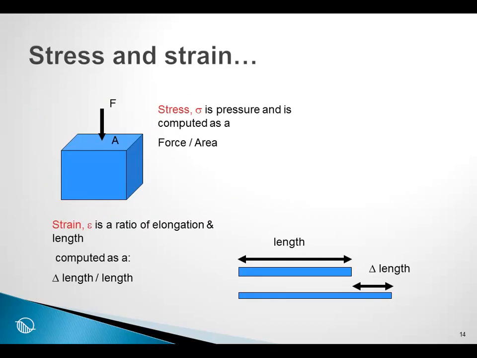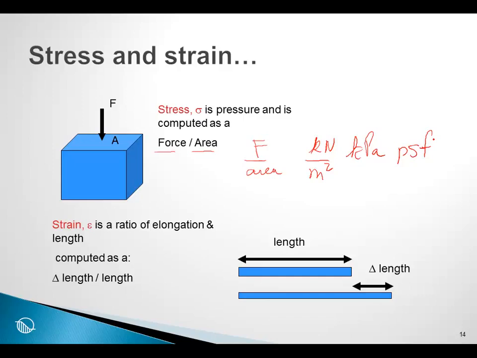Here are the two very basic concepts in stress and strain. First of all, the definition of stress. Stress is force divided by area. So it is a force per unit area. The units of stress are kilonewtons per meter squared, or kilopascals, or pounds per square foot. It is a force per unit area.